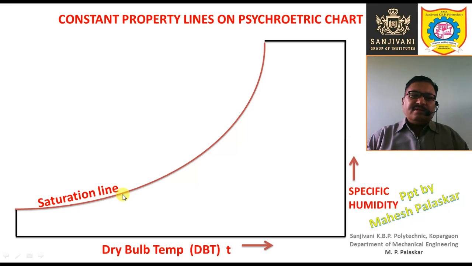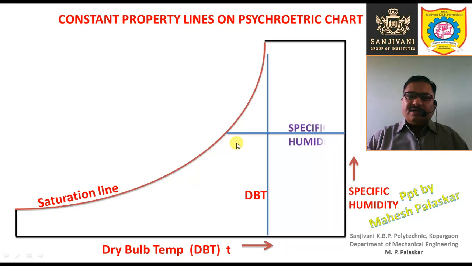On this curve, the condition of the moist air is saturated, or the relative humidity is 100%. Now, since dry bulb temperature is plotted on the horizontal axis, all the vertical lines represent constant dry bulb temperature, right? Then the horizontal lines represent constant specific humidity. This horizontal line also represents constant dew point temperature, right?